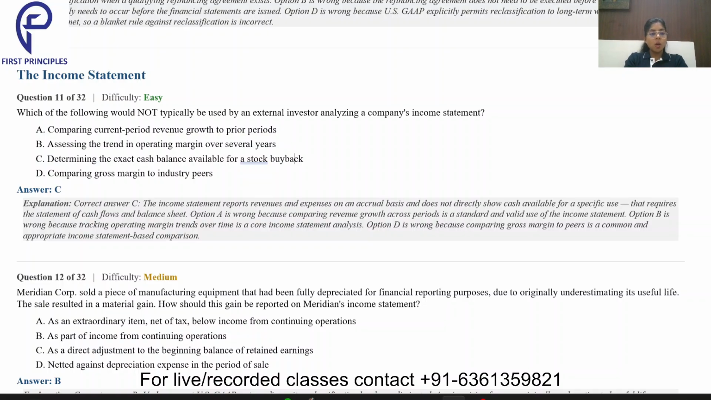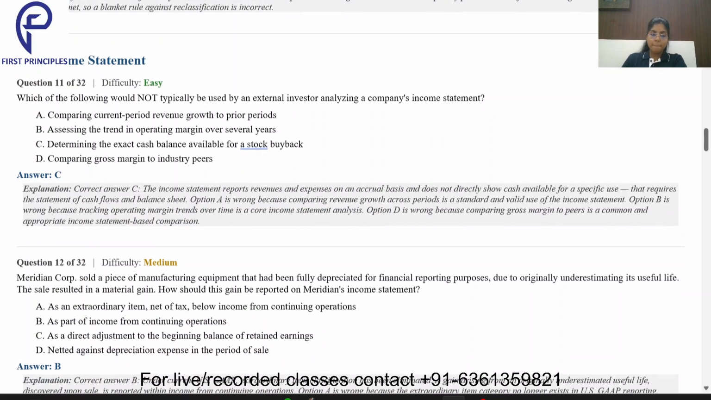Then coming to option D, comparing gross margin to industry peers. That means I am comparing the gross profit margin of the company in which I am planning to invest with the other companies in the same industry. So will I do that? Yes, I will do that. So again, options A, B and D clearly denote activities which an external investor would like to do before investing in a company. That is why A, B, D are not the correct answer. C is the correct answer, because that is something which I am not going to do.